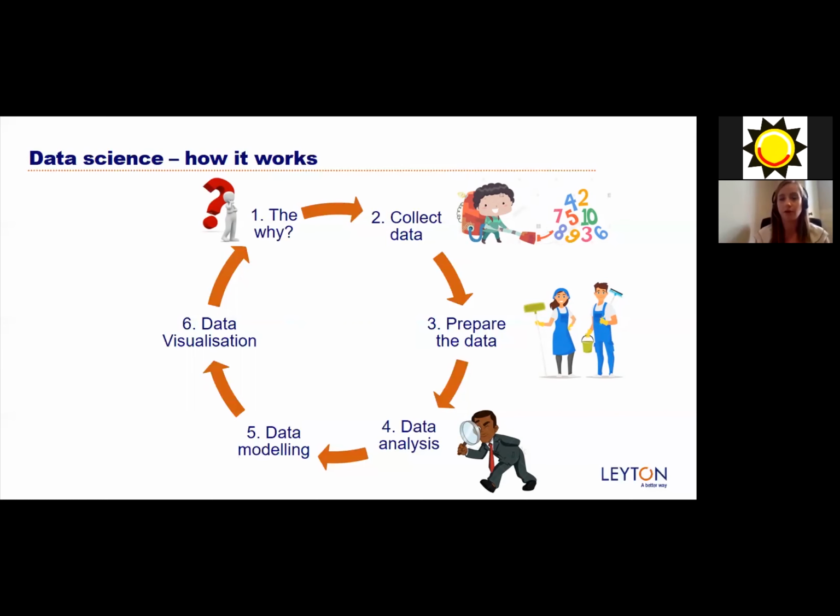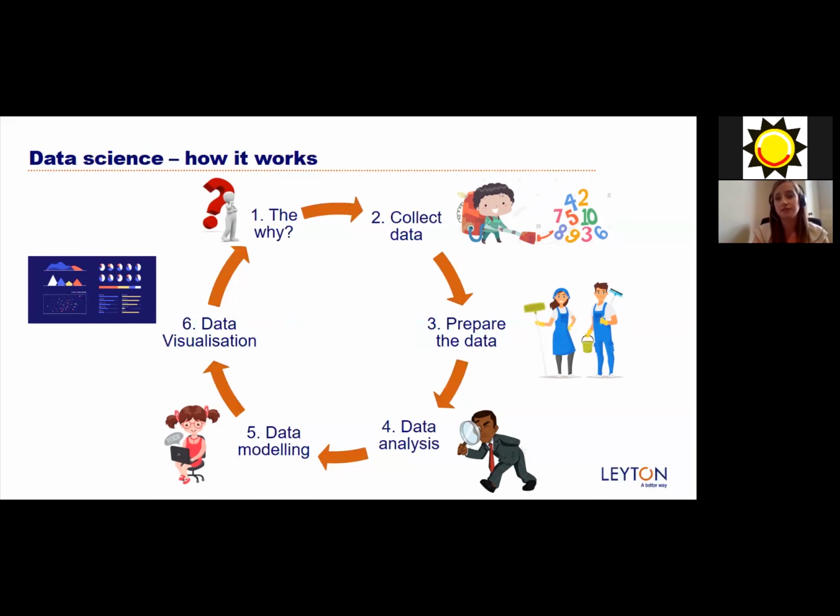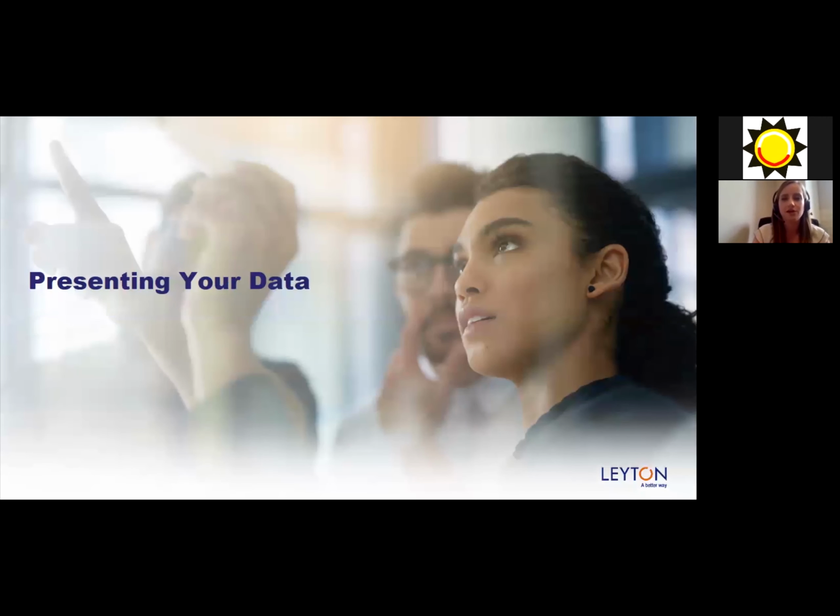So that's the part where we start to look at, well, what is this data telling us and what can we learn? And from that, we can produce a data model and then use that to produce a dashboard or some way of visualizing the data. And that's really important because that's what your user is going to use to understand what you're trying to tell them. And that's what we're going to talk a bit about today. So on to presenting your data.